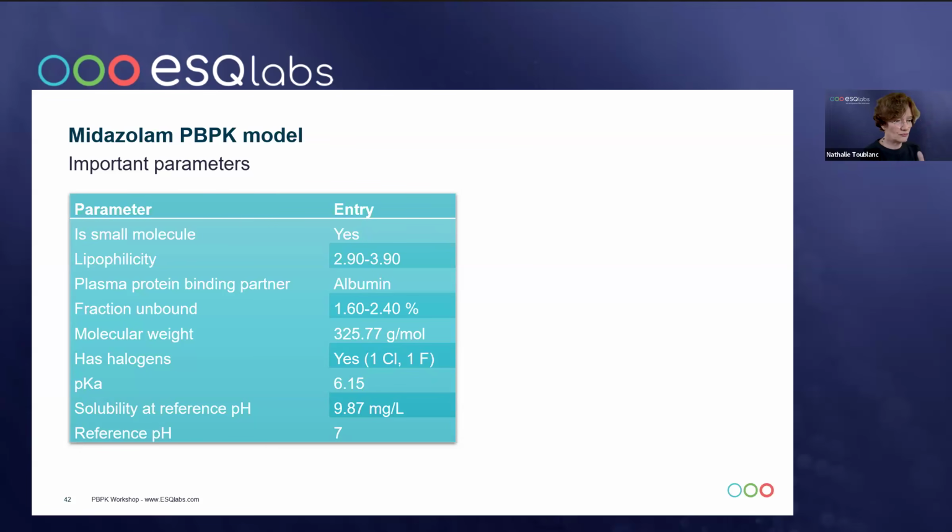Then the molecular weight, you've got it there. And then we've got two halogens, one chloride and one fluoride. It's ionizable, as we saw, based on the nitrogen, and the pKa is 6.15, and the solubility is pretty low at 9.87 milligrams per liter, and the reference pH is 7.